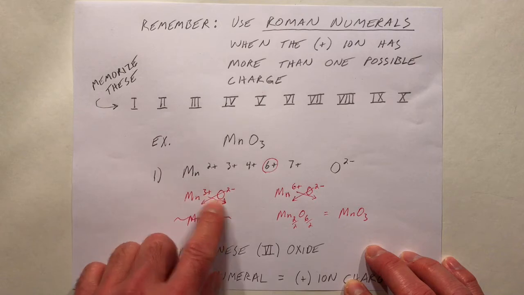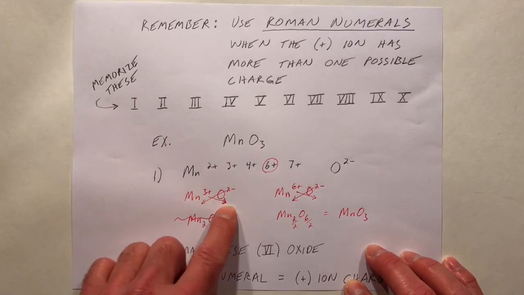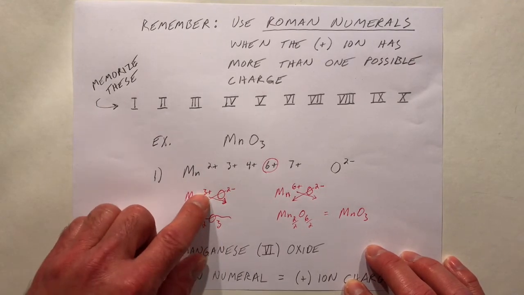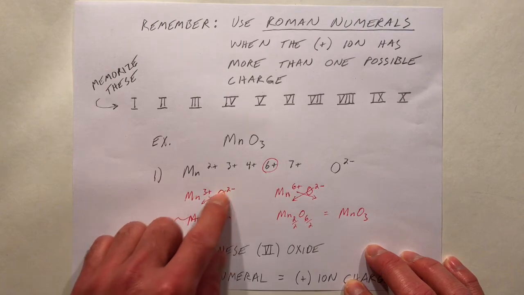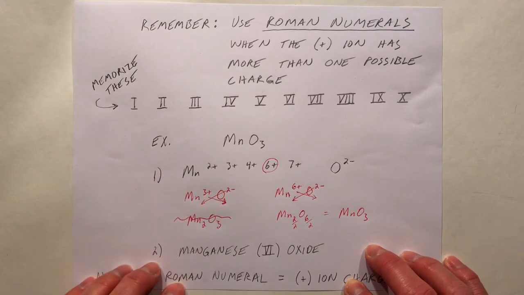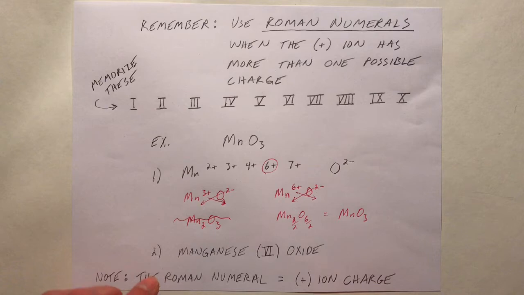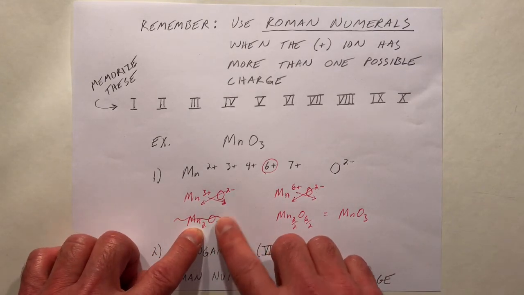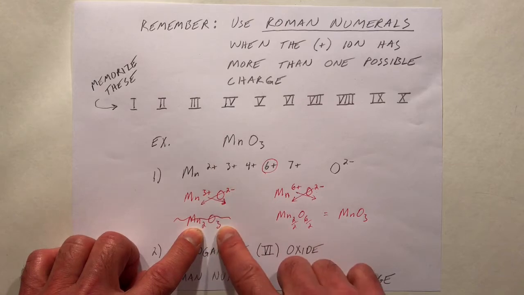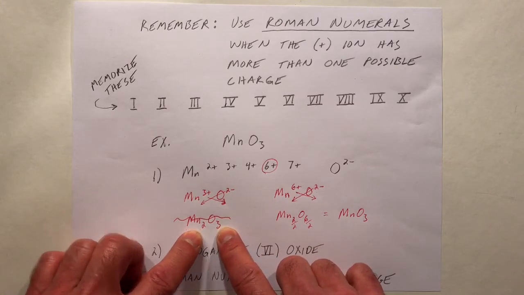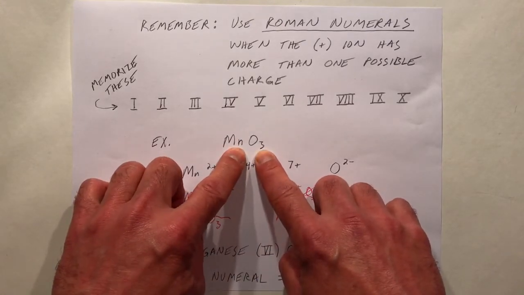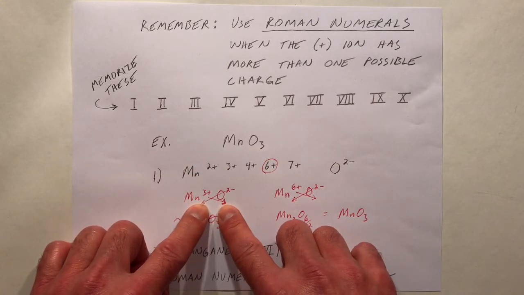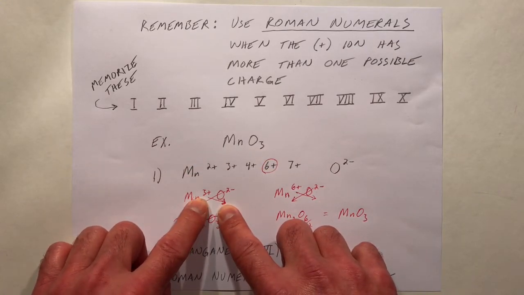If we have Mn3+ and O2- and we crisscross the 3 and the 2, remember the procedure there is we move this number down here and we move this number down there. We drop the plus and minus signs because compounds are always neutral, so the pluses and minuses always balance. We would get Mn2O3. Well, that's not going to reduce at all, and we certainly don't have Mn2O3 up here, so Mn3+ can't be the correct positive charge for manganese.